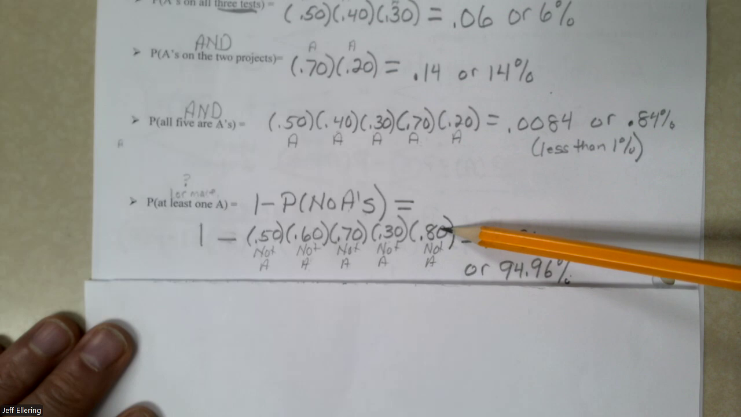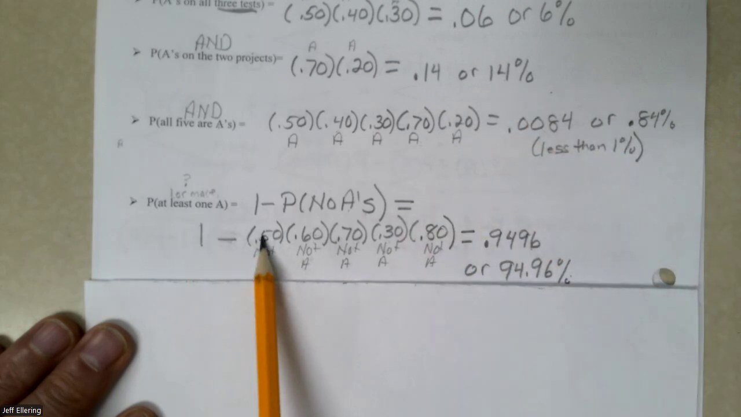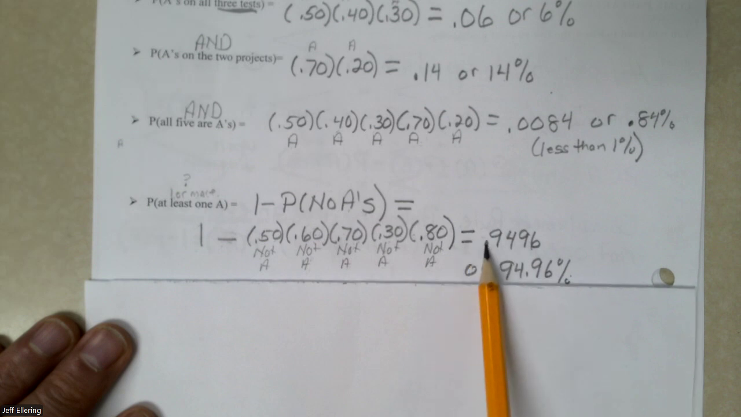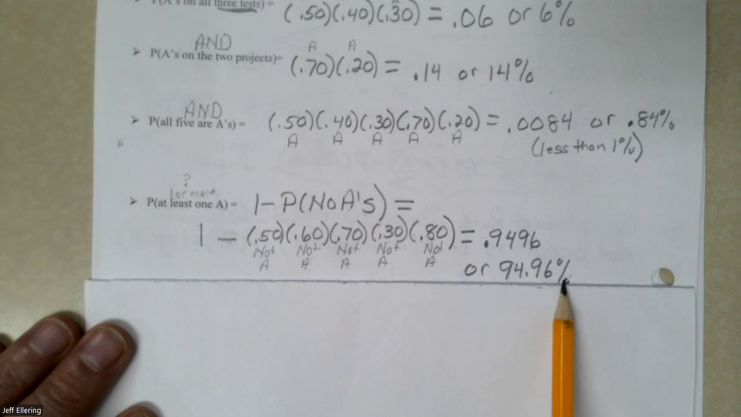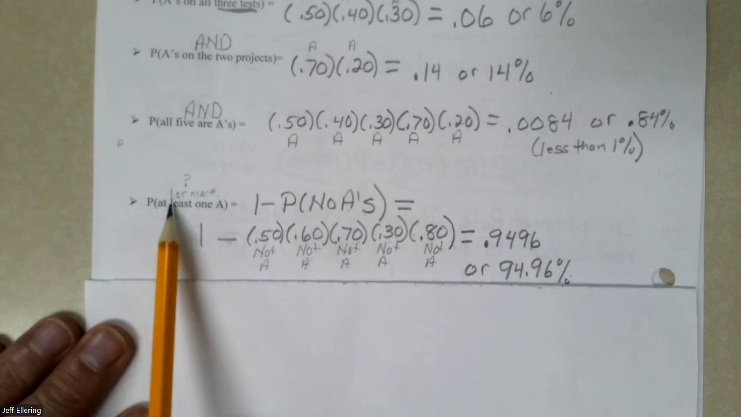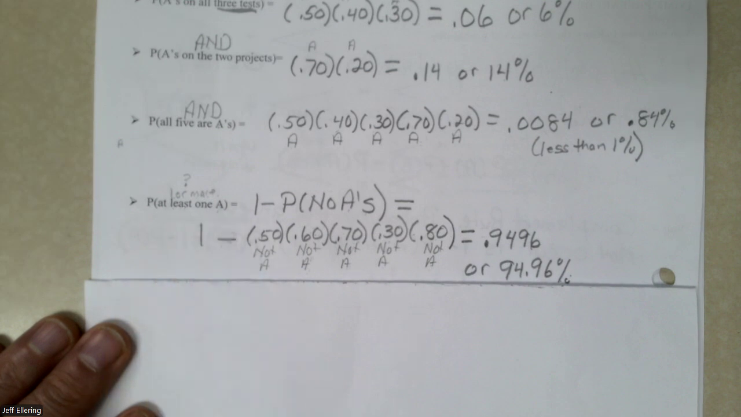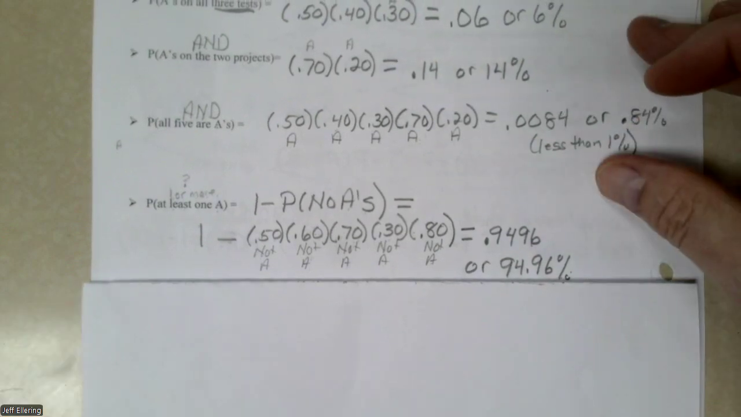Lots of complement rule here. So you have to go 1 minus this times this times this times this times this. Just type it in your calculator like that. You're going to get 0.9496 or 94.96%. So you have a pretty good chance of getting at least 1 A. All right, let's move on.